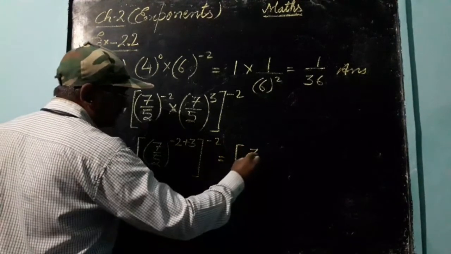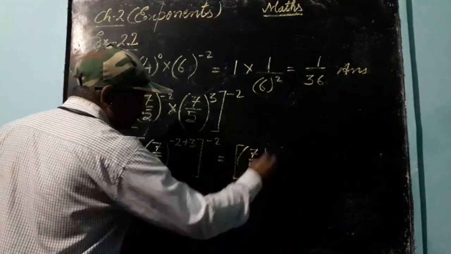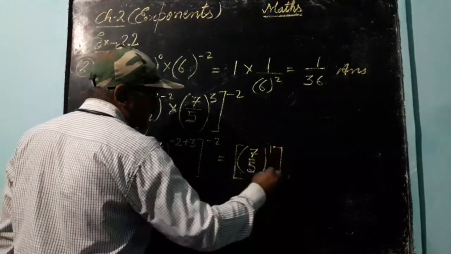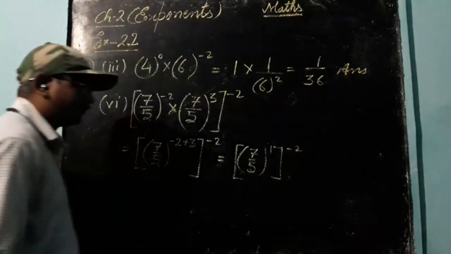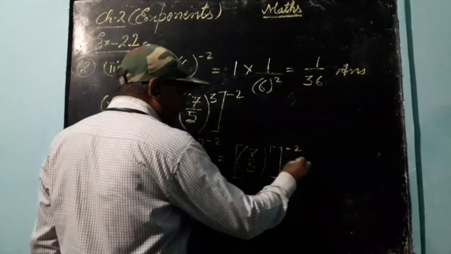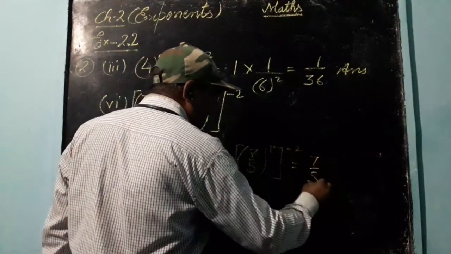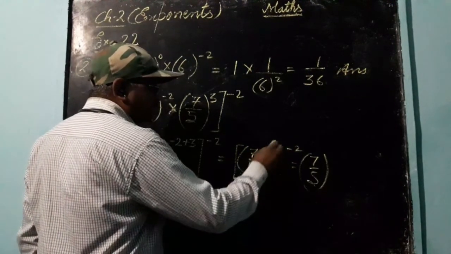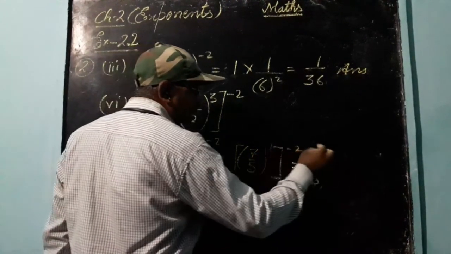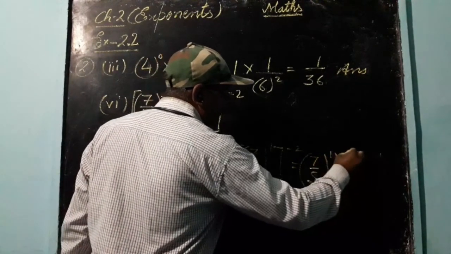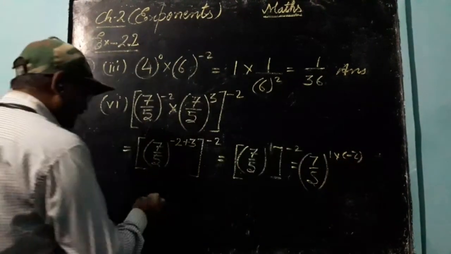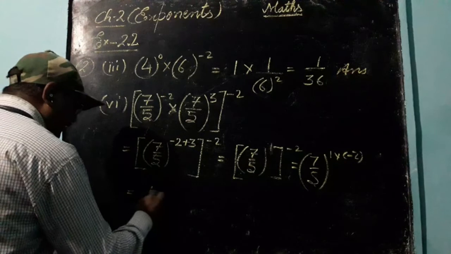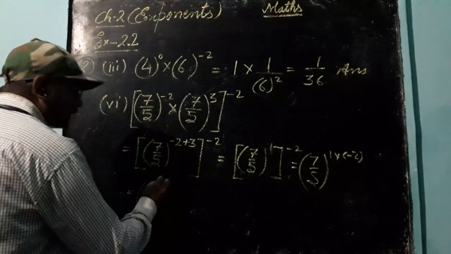Again you will solve, so then you will find base 7/5 to power -2 + 3 will be +1 and to power -2. Clear? Finally you know the rule, 7/5 into base, power will multiply, 1 into -2 and finally will get 7/5 to power -2. Finally you get.